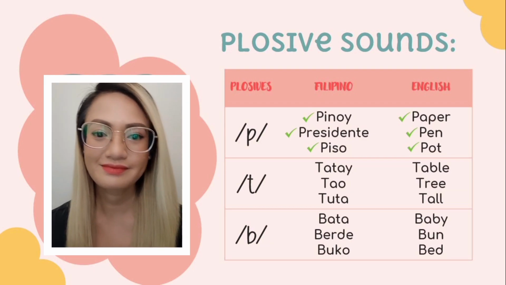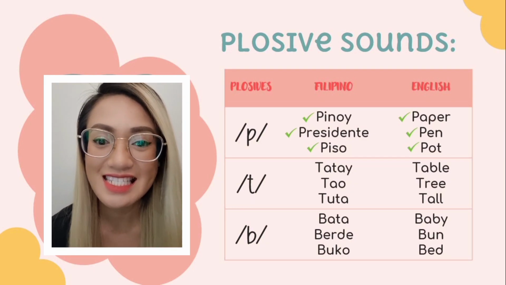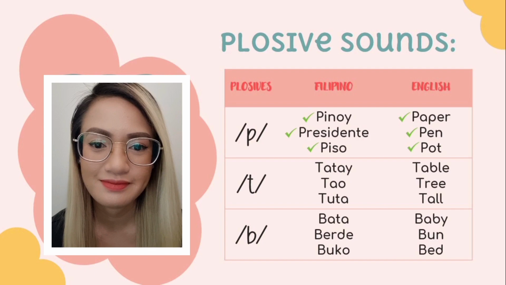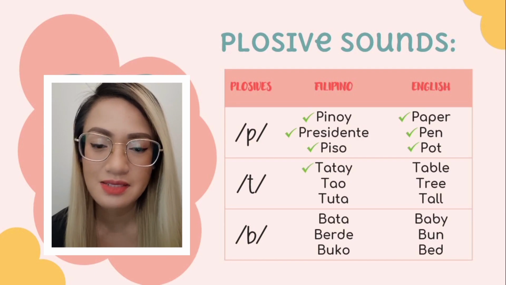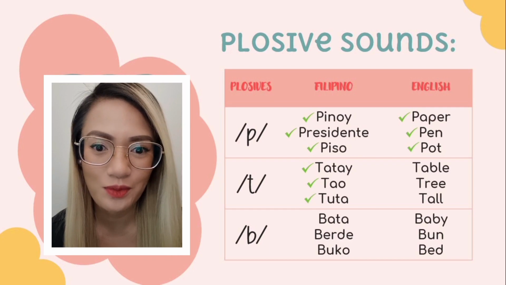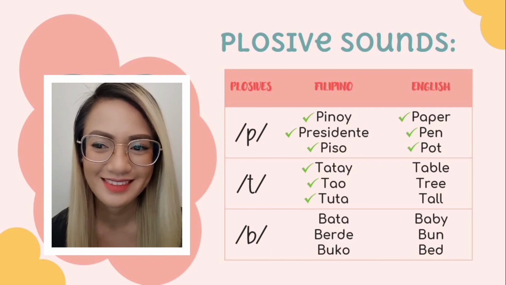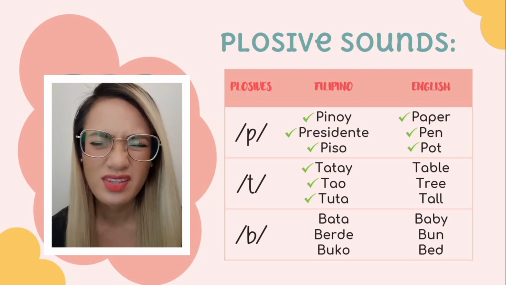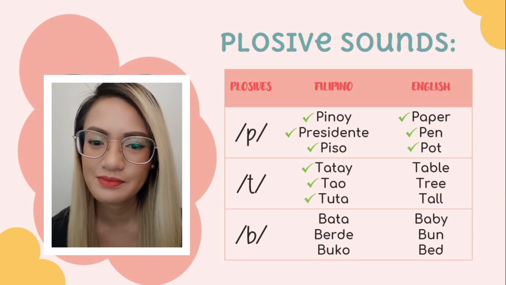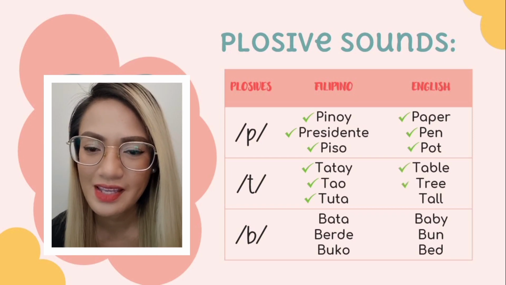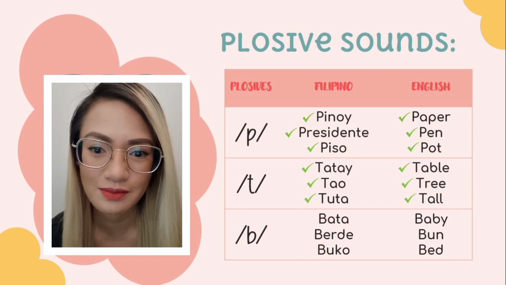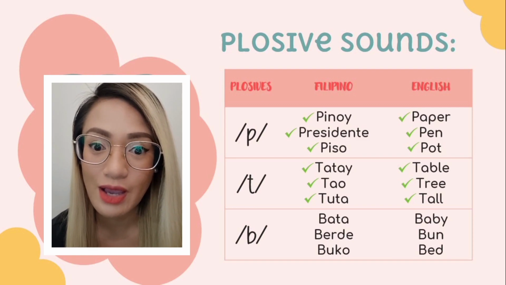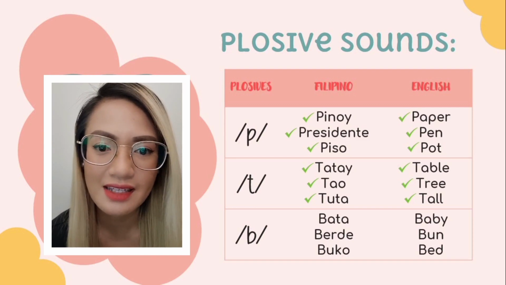It's flat. Now, let's try the letter T. Letter T in Filipino, we say ta, such as tatay, tao, tuta. In English, we say T with a hint of an s sound, such as table, tree, tall. If we try to read these words in a flat tone, it will sound flat.